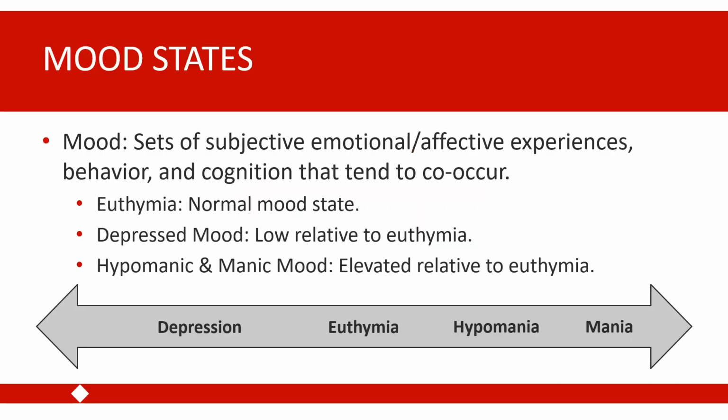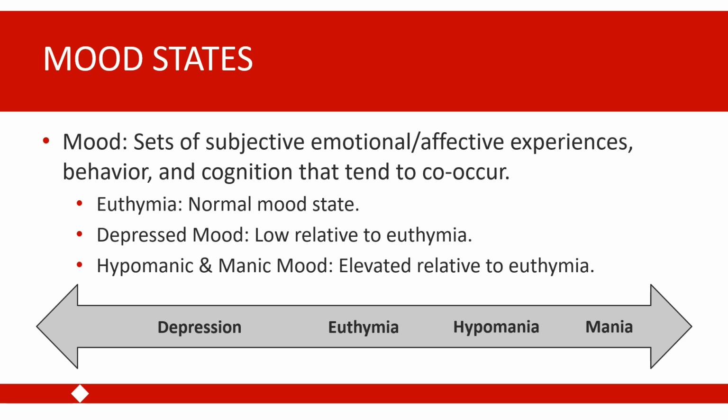When we're talking about mood, we're talking about sets of subjective, emotional, or affective experiences, behavioral patterns, and patterns in cognition that tend to co-occur. Mood disorders are disorders that are characterized by deviations from a typical mood state, what we call euthymia. We can divide our mood disorders into two primary categories.